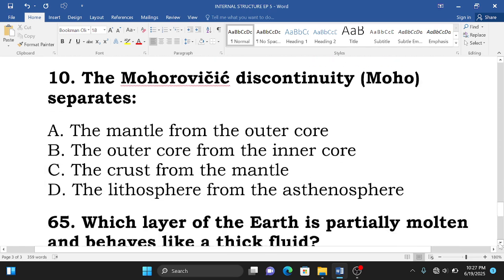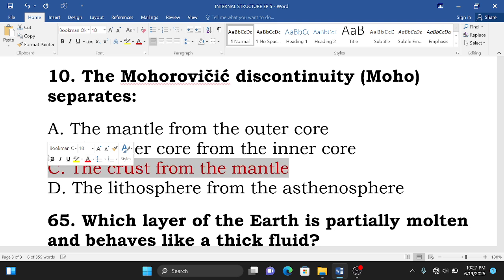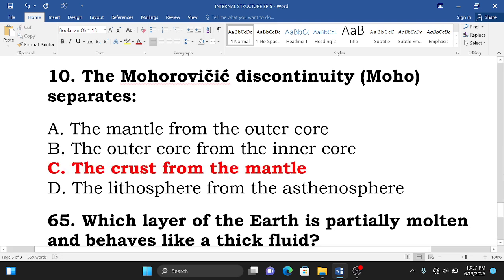The question number 10 is asking: the Mohorovičić discontinuity, or Moho, separates the mantle from the outer core, the outer core from the inner core, the crust from the mantle, or the lithosphere from the asthenosphere. So here the correct answer is C, the crust from the mantle. We go to the question number 11.